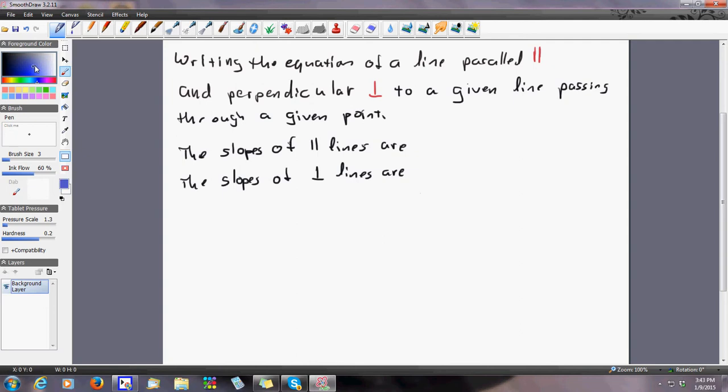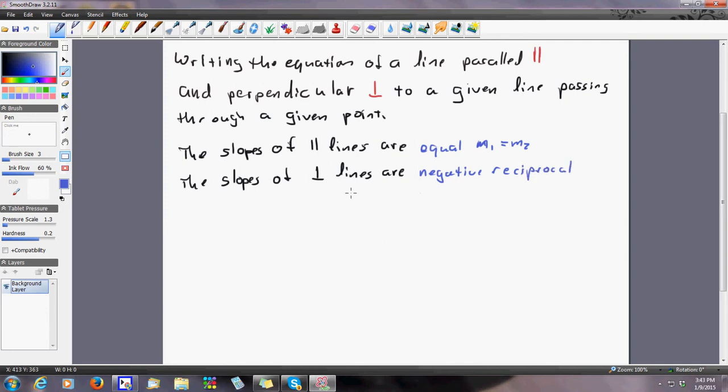They're always equal. That should make sense because the slope of a line describes how steep a line is, so if two lines are parallel, they should have equal steepness. So I'm going to say m1 equals m2. Now, the slopes of perpendicular lines are negative reciprocals, and this is a little bit harder to appreciate, but I'm going to show you something that's kind of neat.